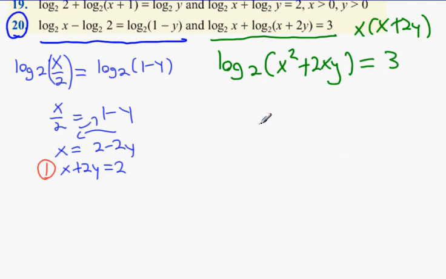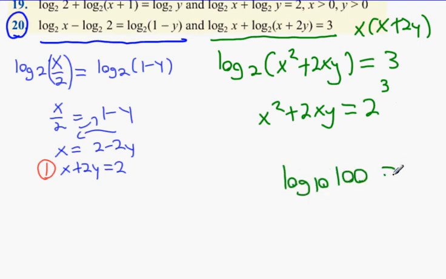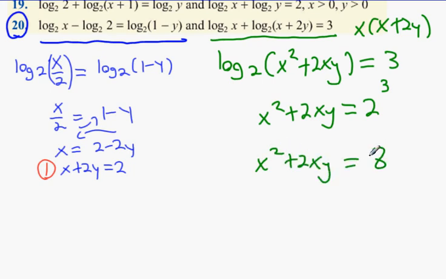Now what's the rule then? It means x squared plus 2xy equals 2 to the power of 3. Do you remember that from earlier? Log to the base 10 of 100, we all know it's 2. This means that the 100 here equals 10 to the power of 2. I did the exact same thing, moved it around in the exact same manner. Yes. Now that we have that done, this means that x squared plus 2xy equals 8.